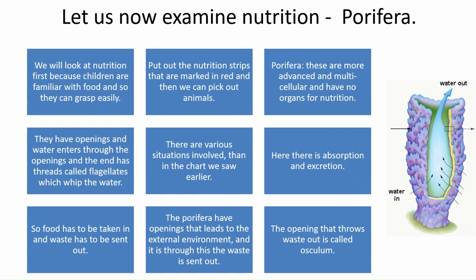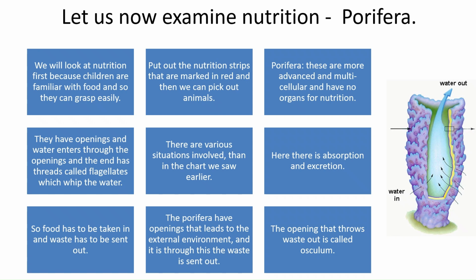First, let's look at Porifera. These are multicellular and have no organs for nutrition. They have openings and water enters through the openings, and the inside has threads called flagella which whip the water. There are various situations involved compared to the chart we saw earlier.